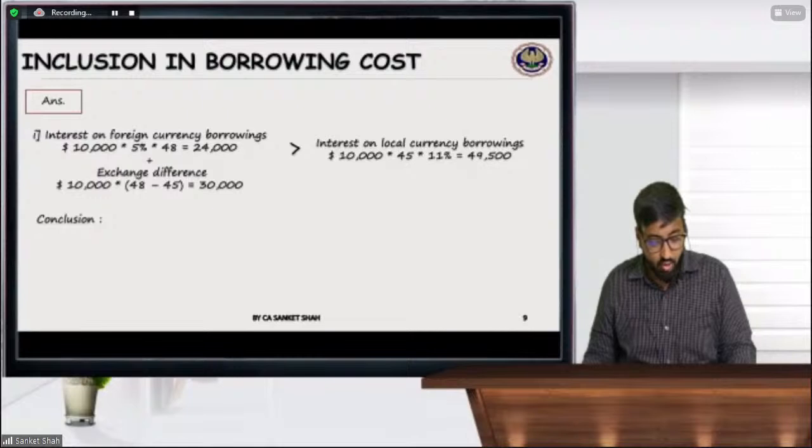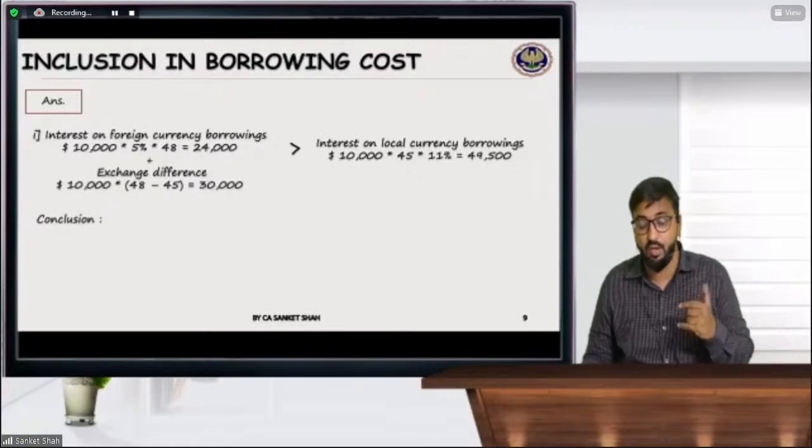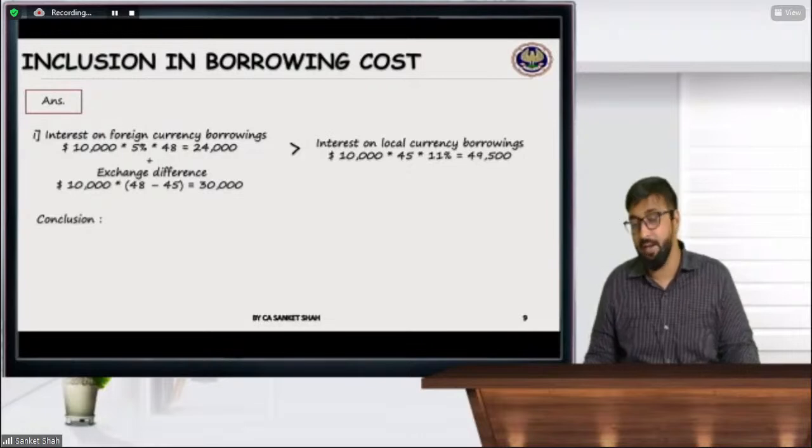So the conclusion part is very simple. Suppose you are getting the amount at a cheaper rate in India. Para 4 explains that. So you invested 54,000, you paid 54,000, but only 49,500 is capitalized and the remaining amount is transferred to P&L.